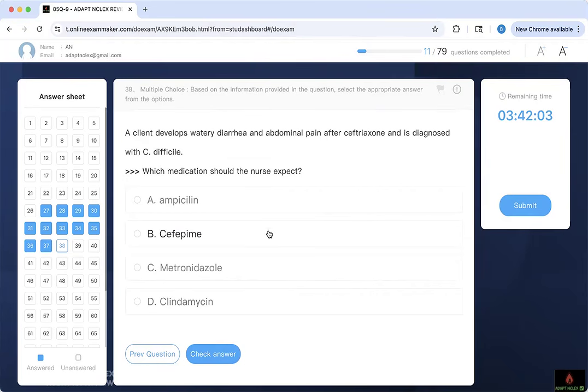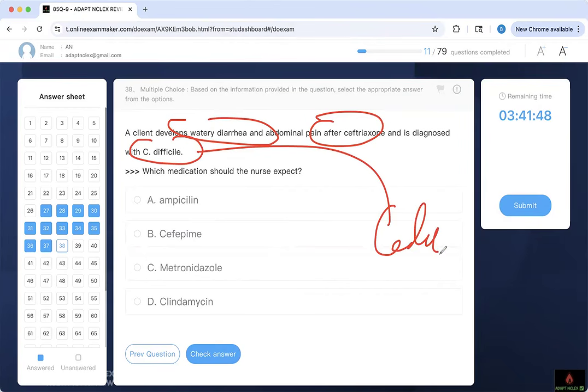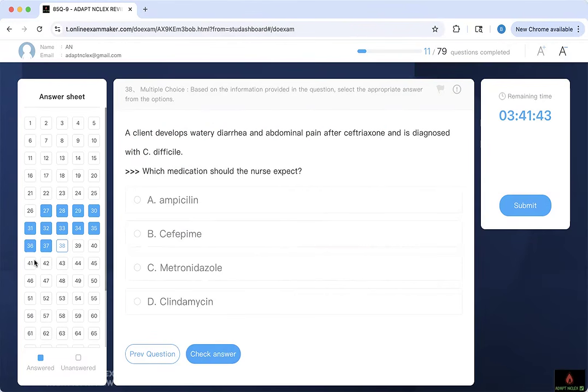Client developed watery diarrhea and abdominal pain after taking antibiotic and is diagnosed with C. diff. All this, forget about it. Sometimes they give you so much information you don't need. All you need to know is the patient has C. diff. What is the management of C. diff? That's all. There's a medication we use for C. diff.